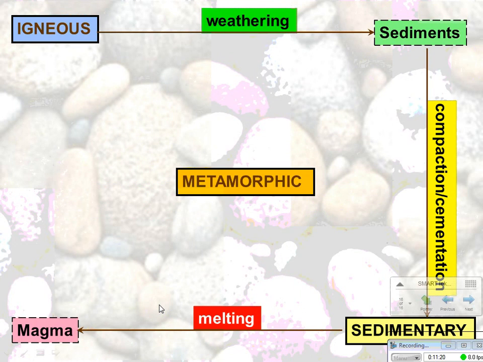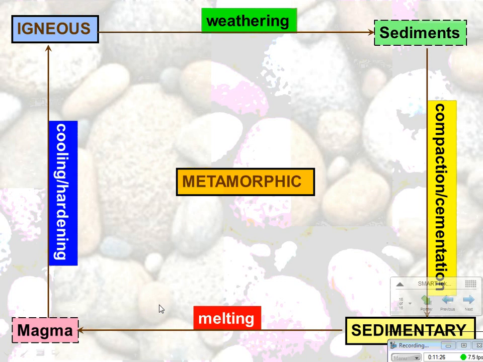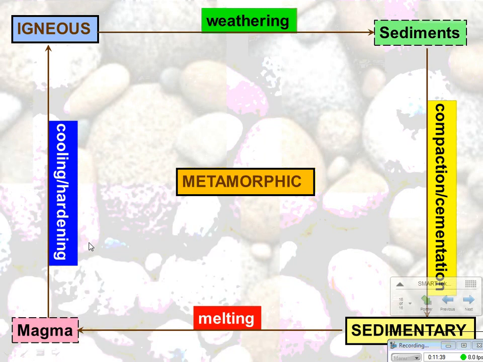Once you have that magma, you can then make an igneous rock by cooling and hardening that magma. Make sure you're filling in on the inside. You should still have a blank in this space over here. Make sure you still have a blank. Once you've cooled and hardened that magma, you've got an igneous rock.